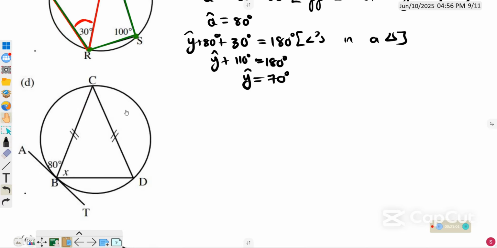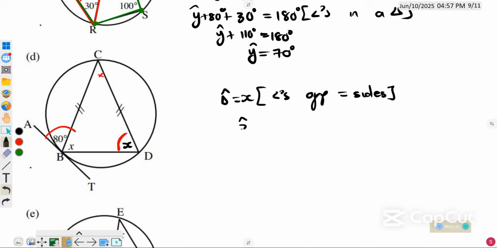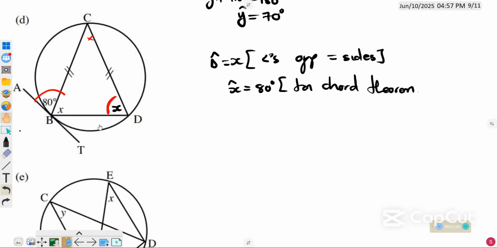Makes sense? Let's look at this. First of all, we are given that these two sides are equal to each other. PC is equal to CD, which means this is also x. So angle D will be equal to x. Why is that? Those are angles opposite equal sides. It's an isosceles triangle. Right. Then from here, Tan-Chord theorem applies. Remember, this is not equal to that, but is equal to that. So angle x is equal to what? Angle x will be equal to 80 degrees. Why? Because of the Tan-Chord theorem. Makes sense.